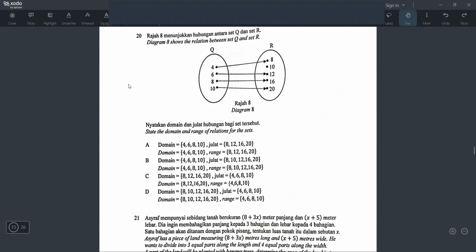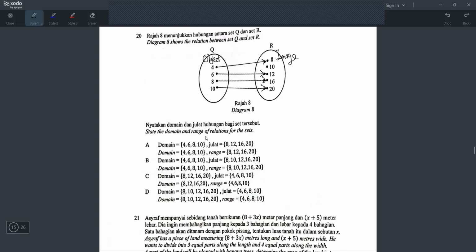So that's all. Number 20, diagram A shows the relationship between set Q and set R. So this is a one-to-one relation. Okay, we call this a one-to-one relation. State the domain and range of the relation for the sets. So we need to know something. This arrow is pointing to that side. Can you see the arrow? If the arrow is pointing towards there, it means this is the starting, and the starting we call the object. And the other side we call the image.